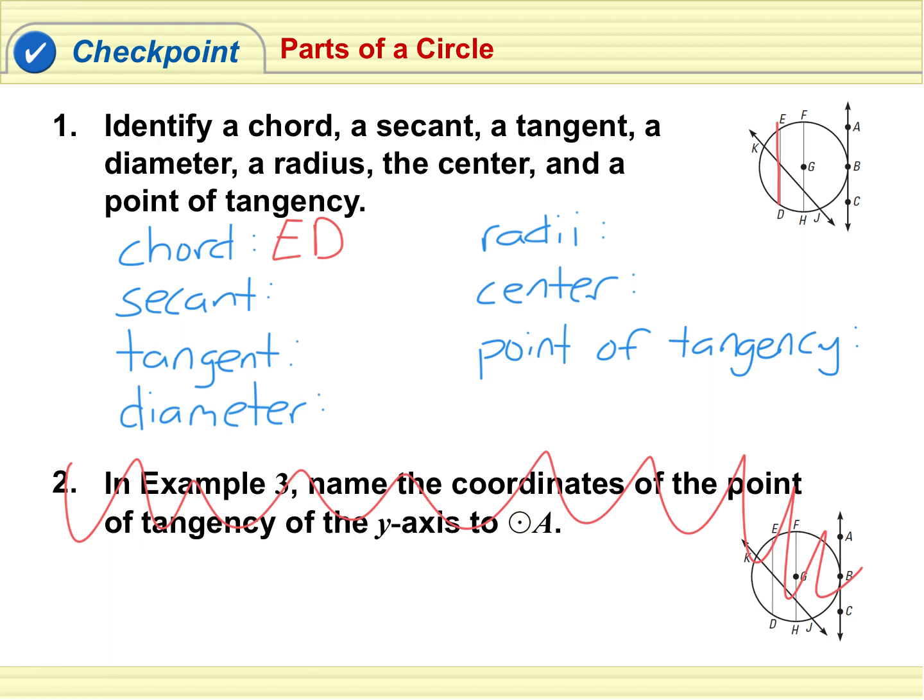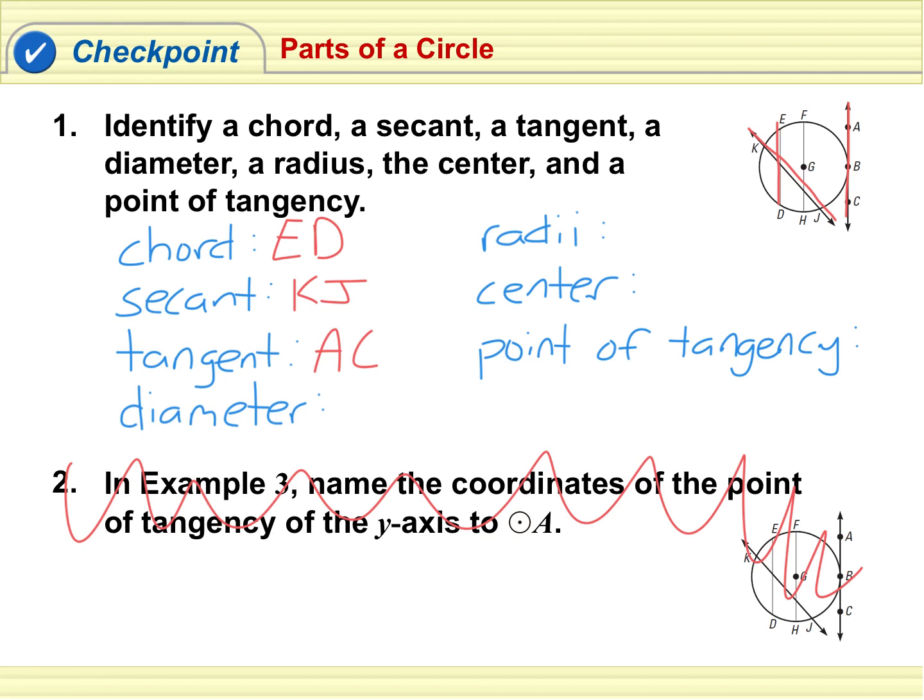Okay. What's the definition of a secant line? KJ. Yep. Why'd you pick KJ? What's the definition of a secant line? It goes through the circle. Good. What about a tangent line? What's the definition? AC. Right, because it's on the outside.